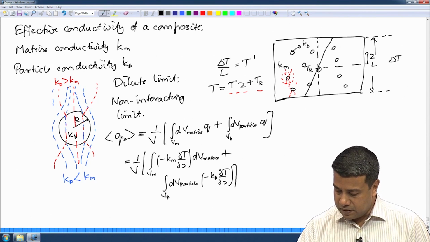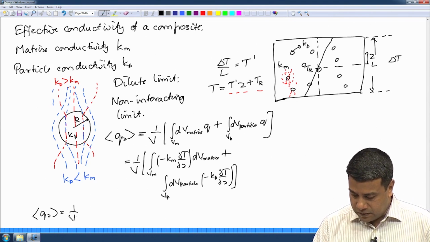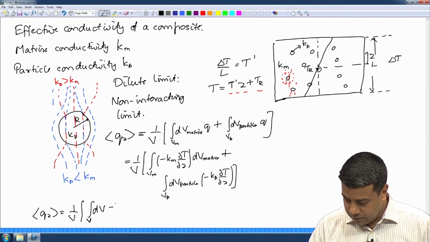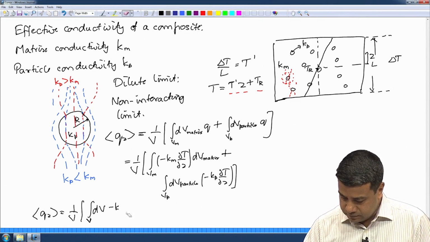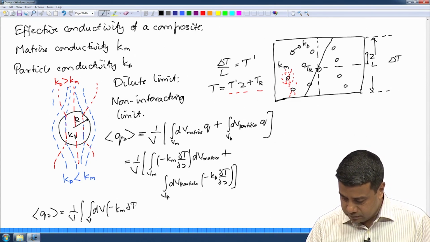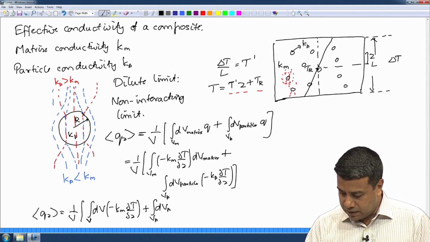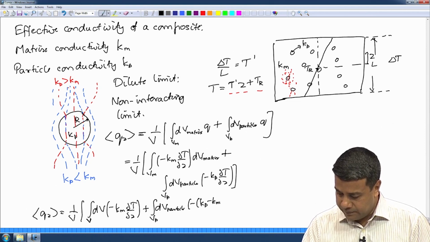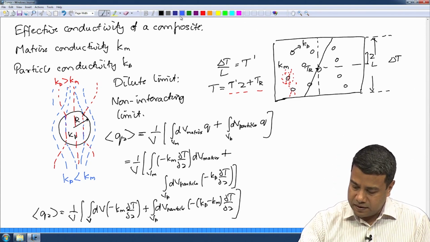Rather than writing it this way, it is more convenient for us to write it as 1 over the total volume, I integrate over the total volume of minus Km partial T by partial Z, plus the integral over the particles, dV particle, of minus of Kp minus Km, partial T by partial Z. You can see that I have just rewritten these two terms.